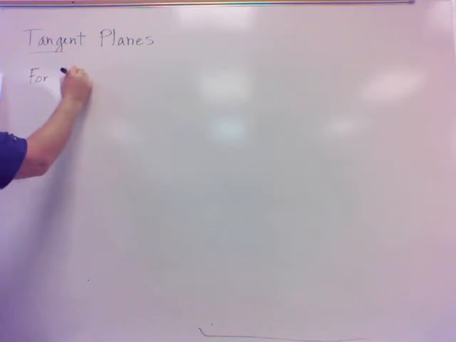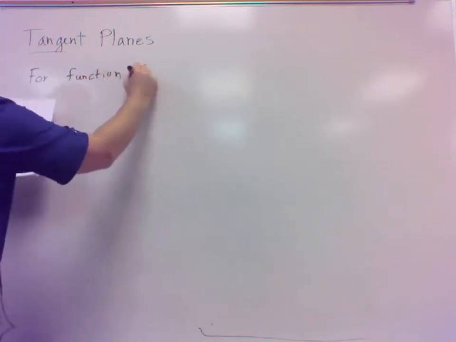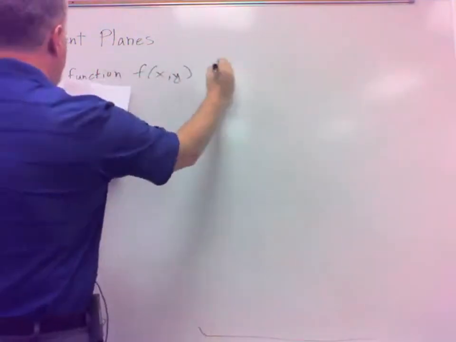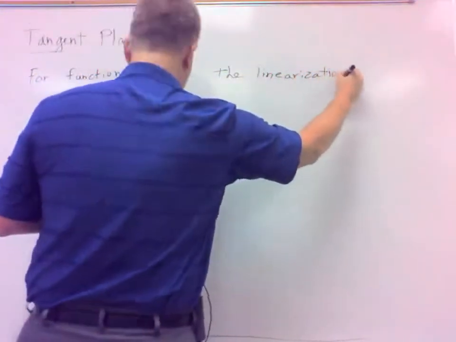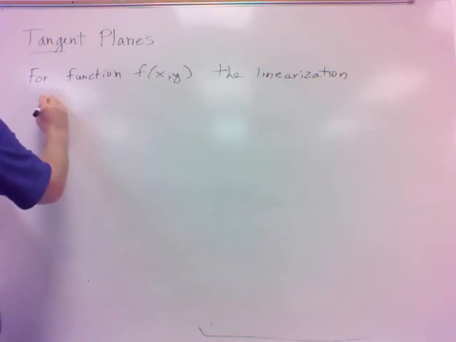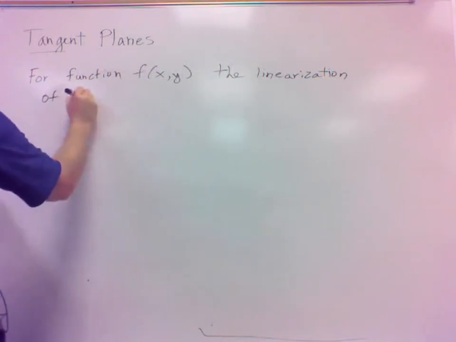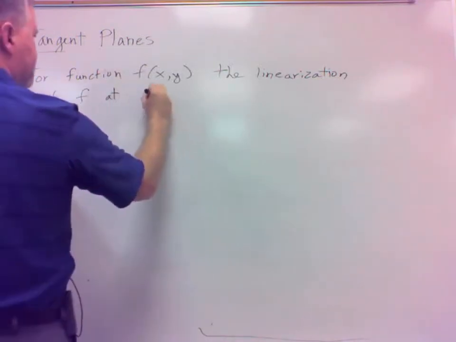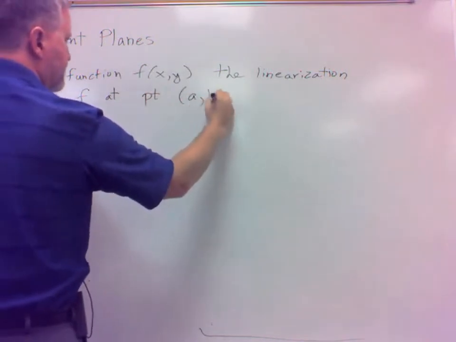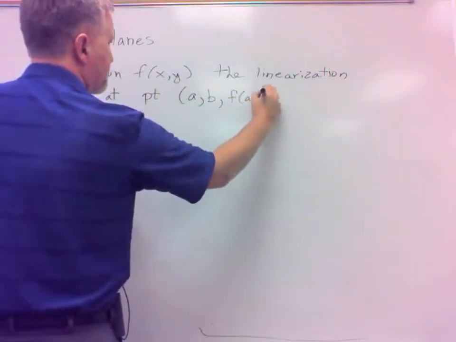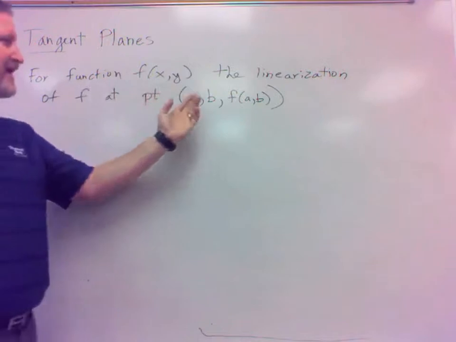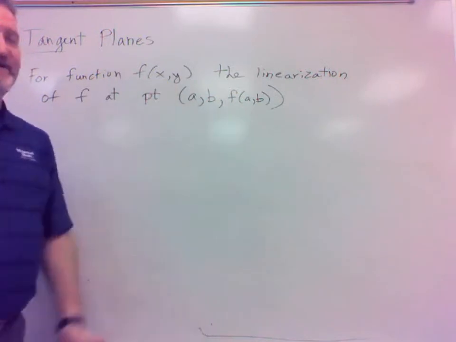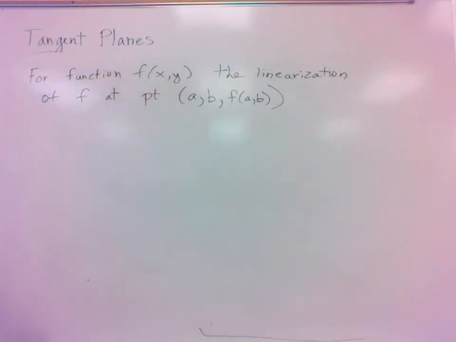For a function f of x, y, the linearization of f at the point a, b, f of a, b. Okay, that's just using a little different notation. Instead of x, y, and z, they're using a, b, and then z is the f value at a, b. All right.